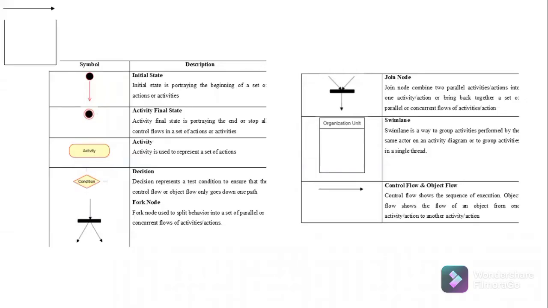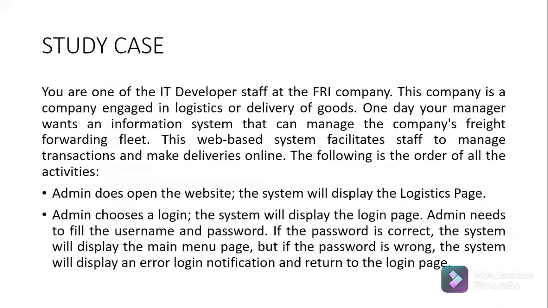These are the symbols and descriptions of the activity diagram. First is initial state, second activity final state, third activity, fourth decision, fifth fork node, sixth join node, seventh swimlane, and the last control flow and object flow.